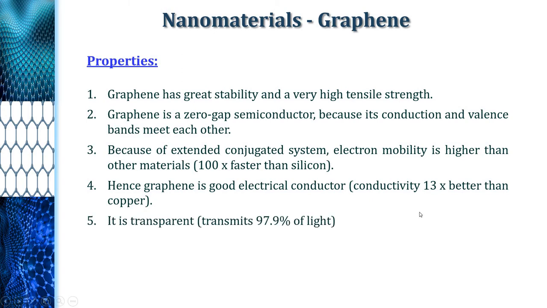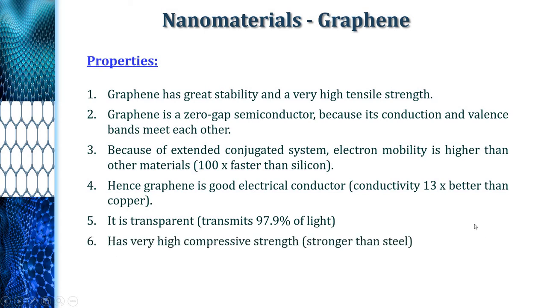It is transparent, even though graphite is opaque, because the layers are alternately arranged and graphene is only one atom thick, a single layer. That is why it is transparent. It can transmit 97.9% of light, nearly 100%. Hence, it is transparent. It is having very high compressive strength.